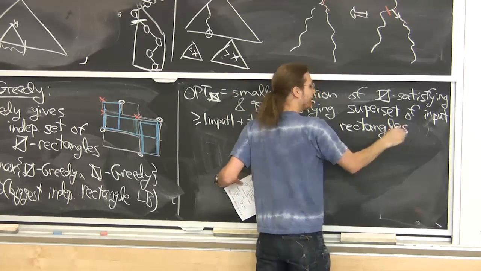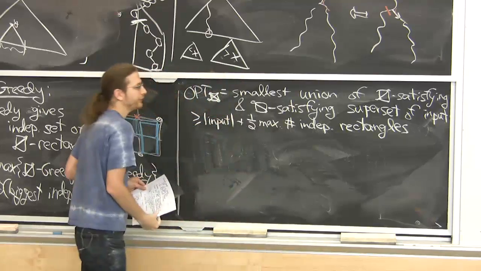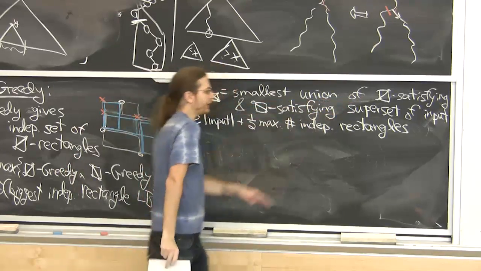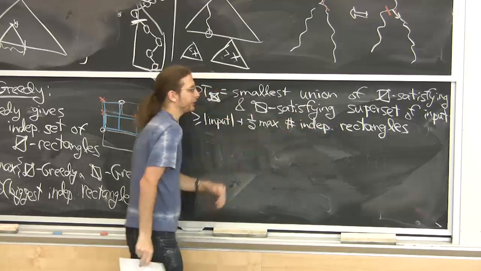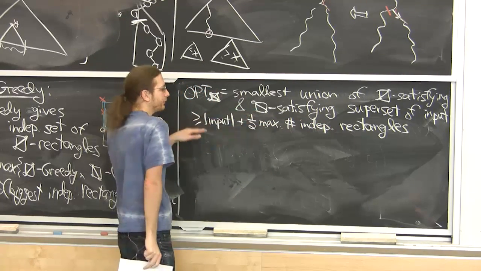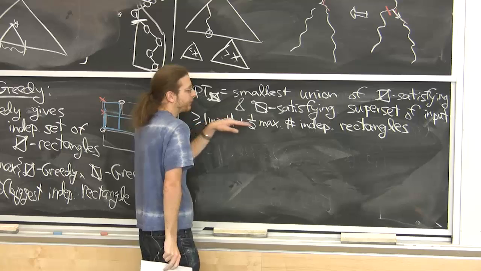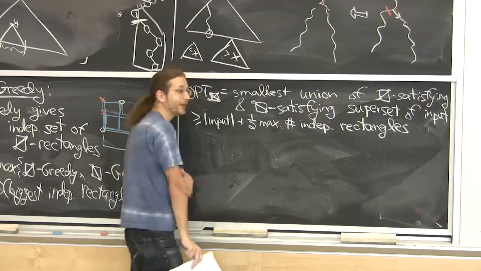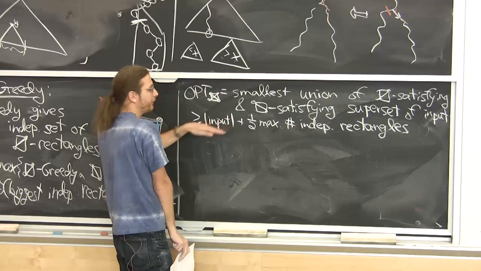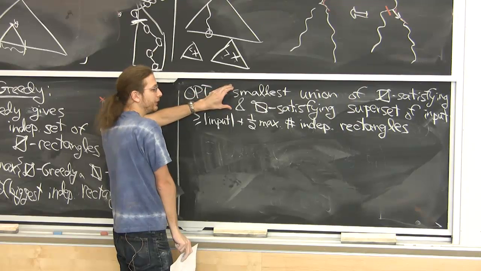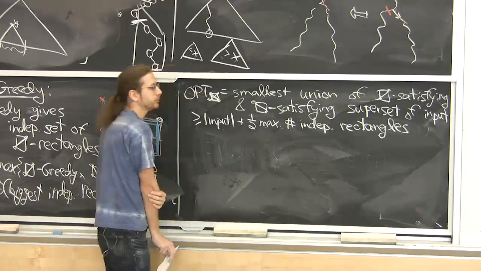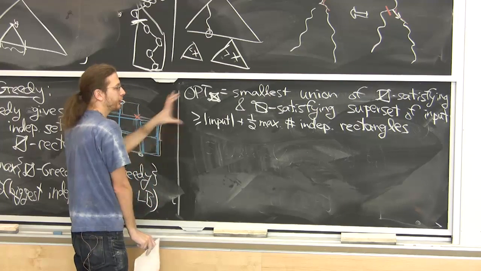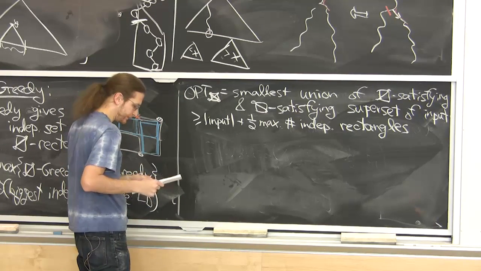Okay, the independent rectangle lower bound, which we proved, says that if you look at plus satisfying things, that's going to be at least size of the input plus the max number of independent rectangles. If you look at the minus satisfying things, that's also going to be at least size of the input plus the maximum number of minus independent rectangles. So we already proved this, that if you look at this union, it's going to be at least size of the input plus half the overall max. Okay, so that's what we proved at the beginning of the lecture.